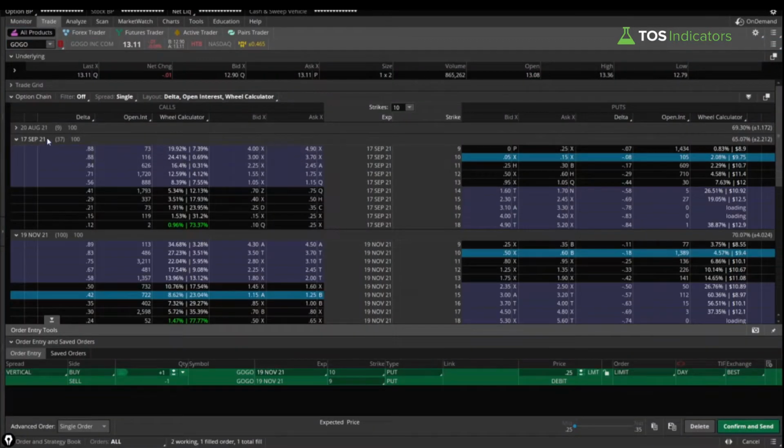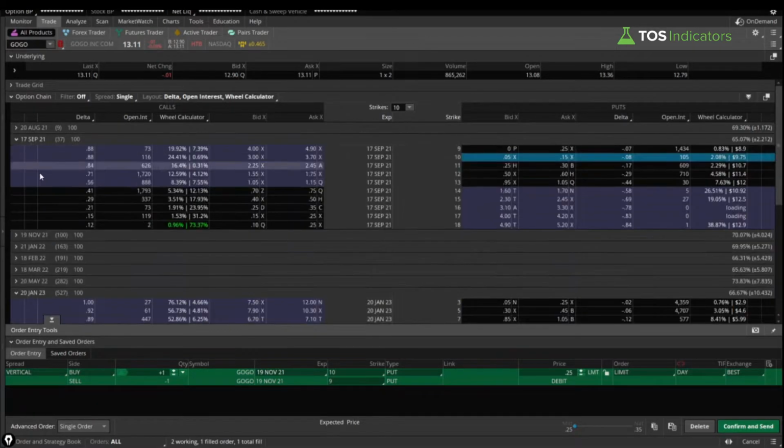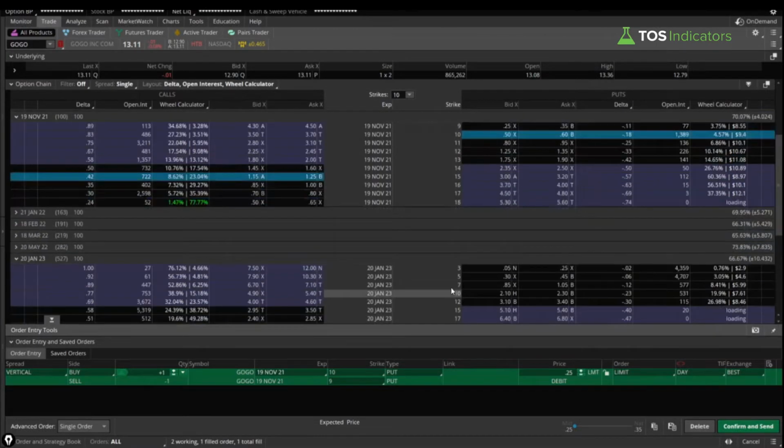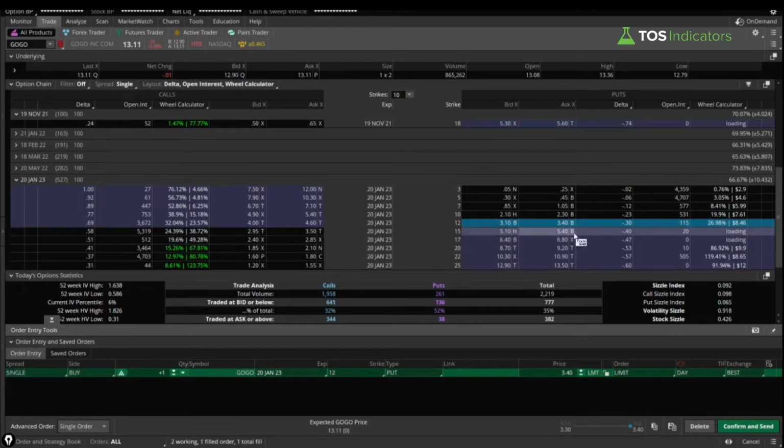Now, one other kind of out there idea, which I think is interesting from the volatility perspective, is if you come into the Jan 2023 series, and then you also open up something like, say, either the 37 or the 100-day series, and you focus on that $12 price point. So for the further dated option series, you buy that $12 strike. So that's currently going for 330, 340.